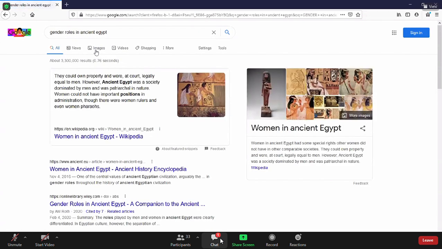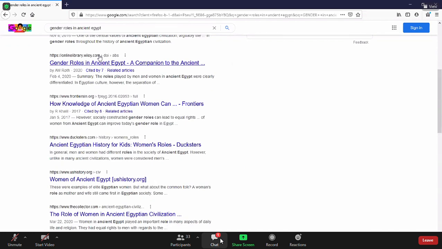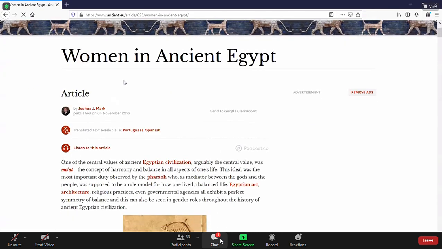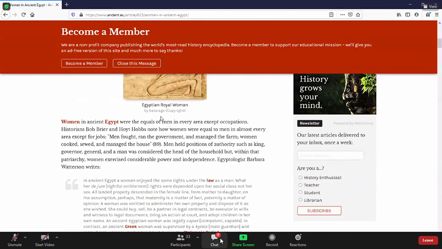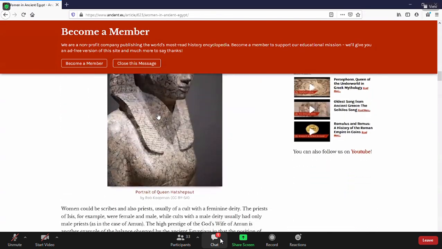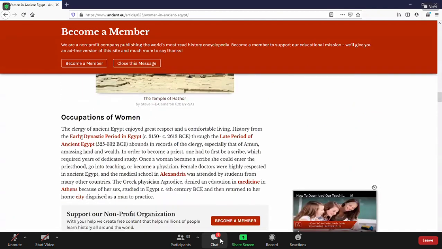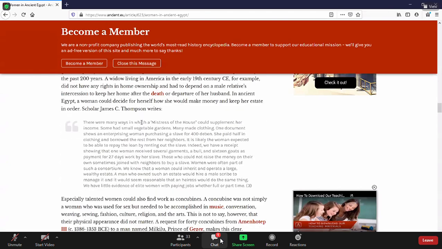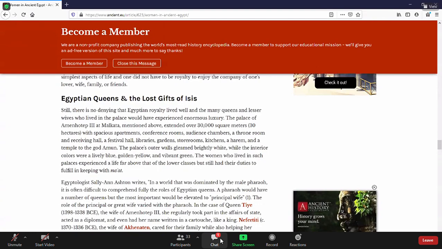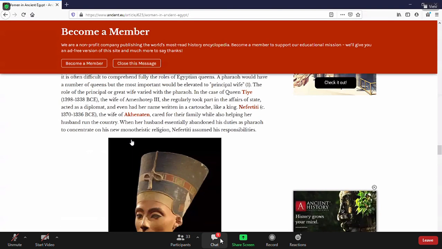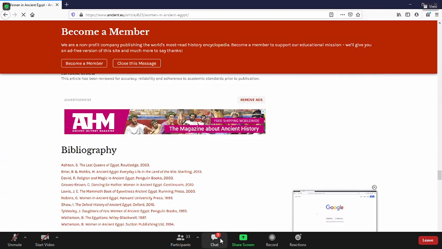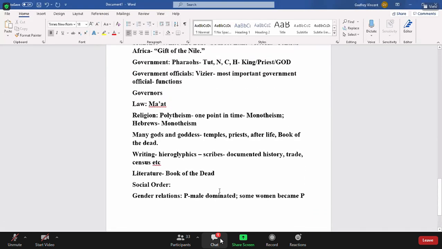Gender roles in ancient Egypt. You come back to this website, everything is here for you, women. All right. Women and religion, occupations of women, love, sex, and marriage, queens, Egyptian queens, and the lost gifts of, right, all these things are there for you. We have gender.